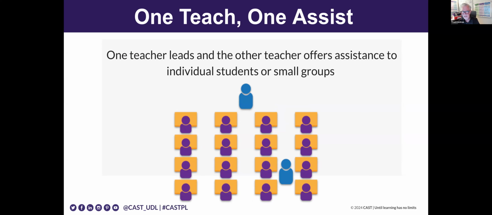So in this setting, one teacher leads, and the other teacher offers assistance to individual students or small groups. Here it could look like this, a teacher in front of the class.